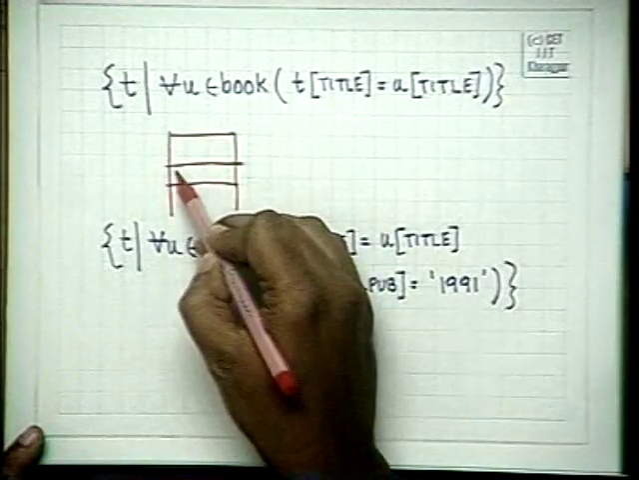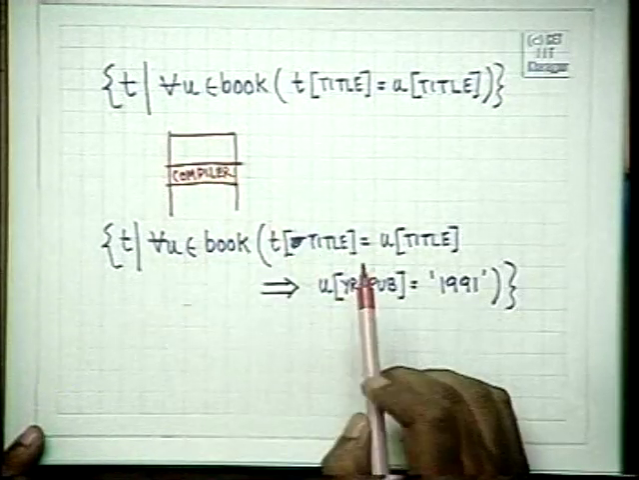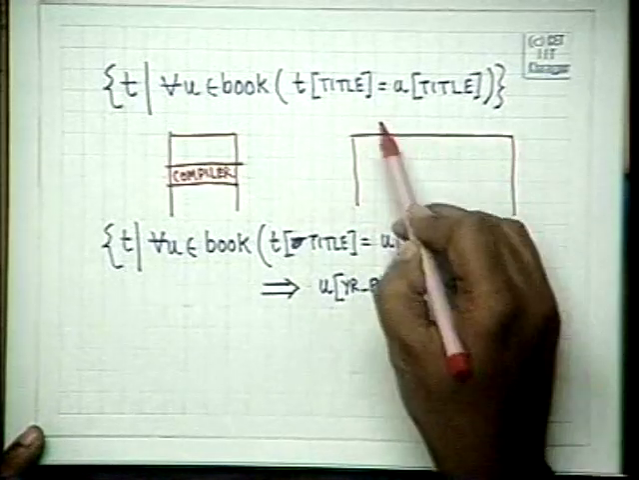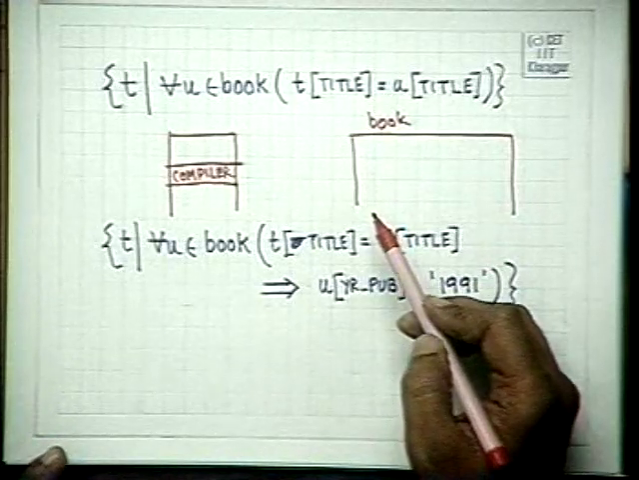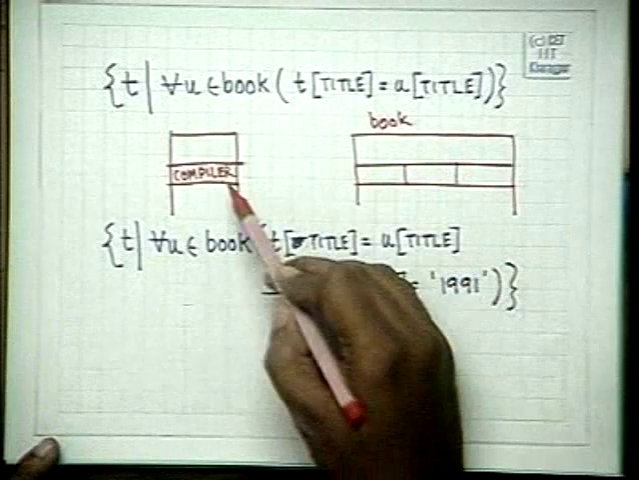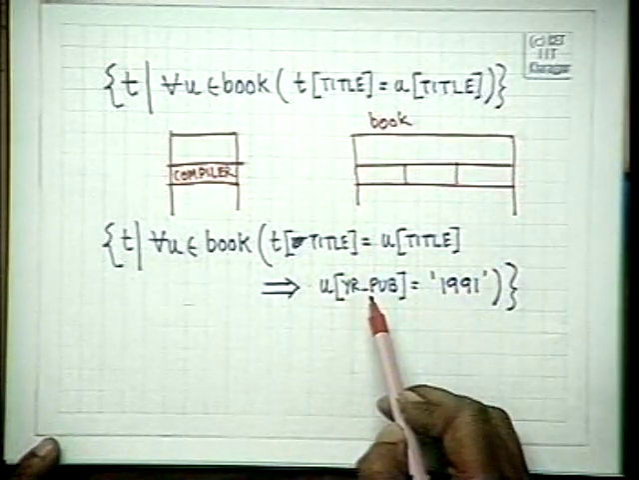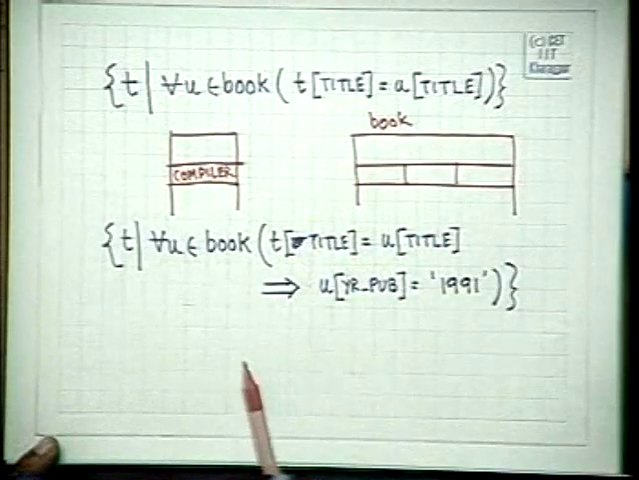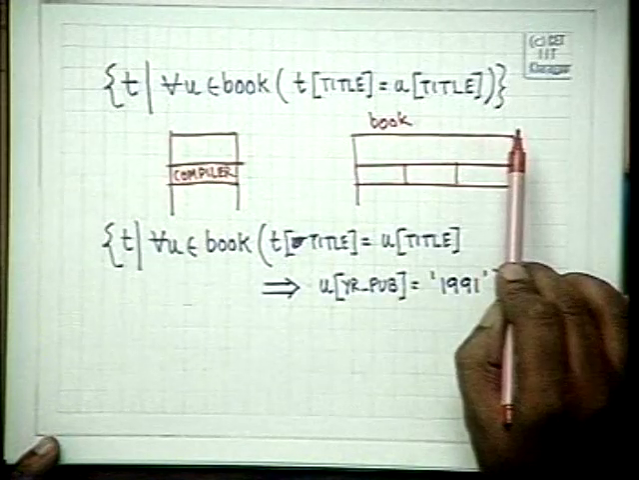So let it be the title compiler. This means that in the book relation, which has got three attributes, title, year of publication and accession number, each and every tuple in book must satisfy T.title equal to U.title. This is the meaning of this expression.